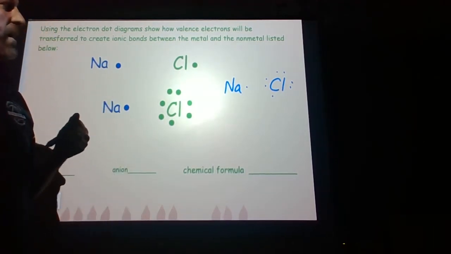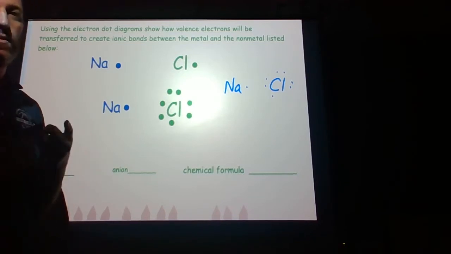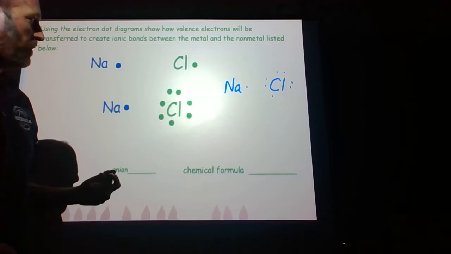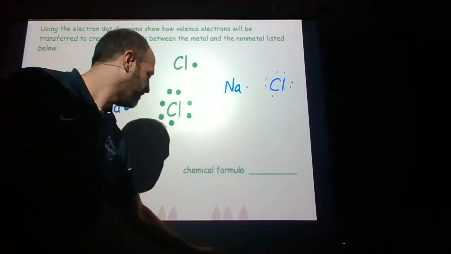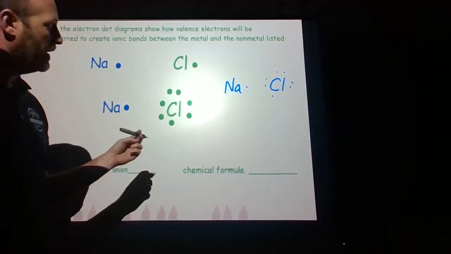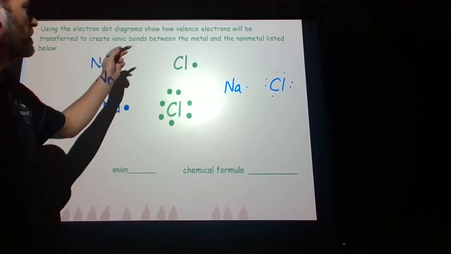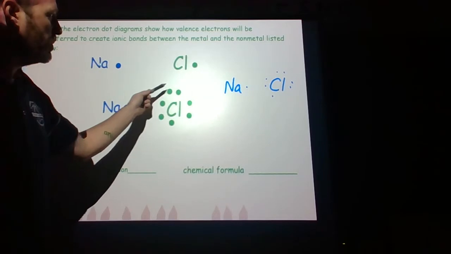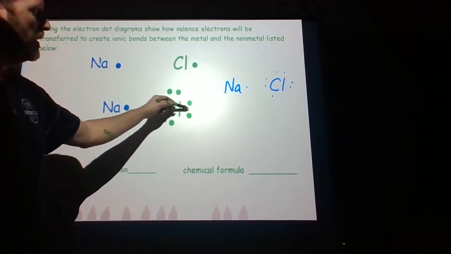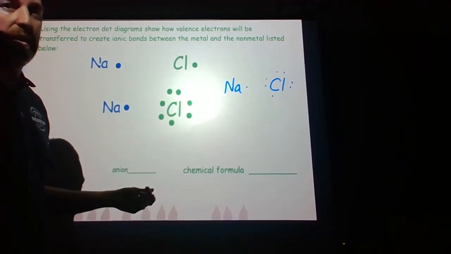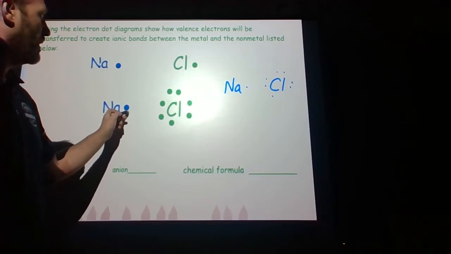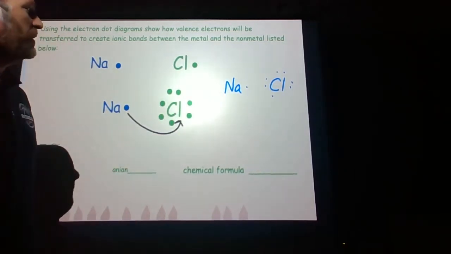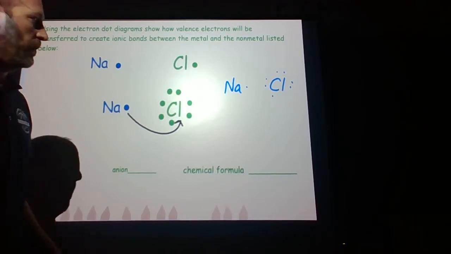And then this is what ionic bonding is. We've talked 2 days now. Metals always lose, non-metals always gain. So to make this more fun, we draw in the ionic bond. That's what I mean by show how valence electrons will be transferred. The rule is basically if there's already 2 electrons there, it can't. So we need to lose one, chlorine needs to gain one, zoom! And we draw an arrow saying where does it go.